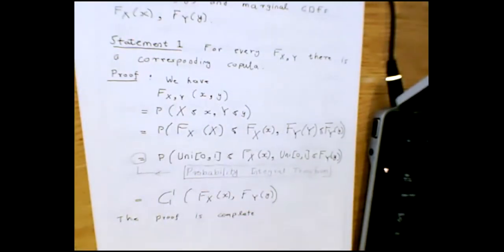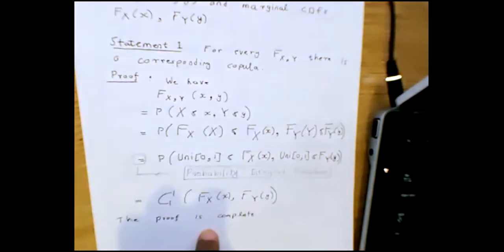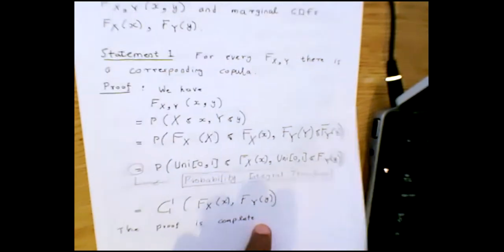For every joint distribution of two variables X and Y, there is a corresponding copula, and the proof is given by this. I'm not going to go through this proof, and I'm sure you maybe looked at it already. And if you don't follow the proof, you know what to do.